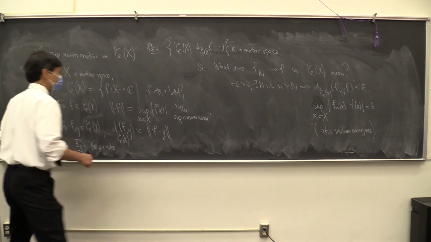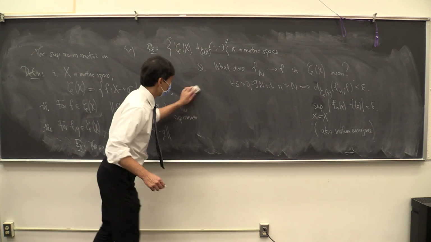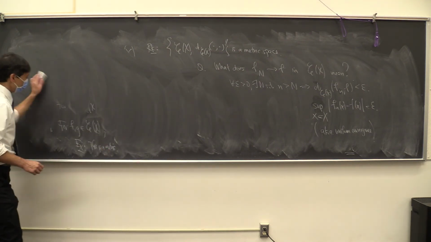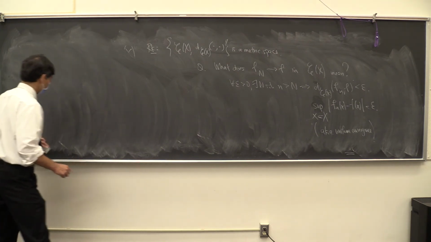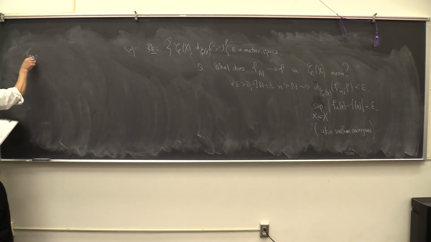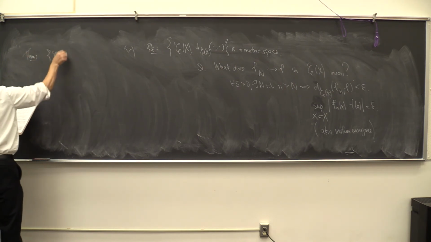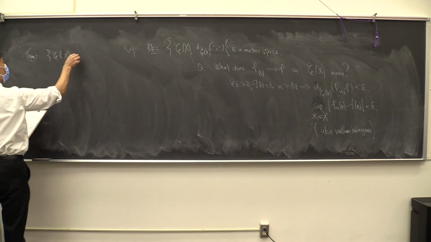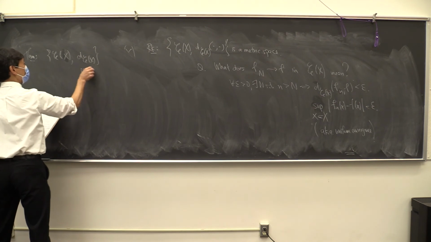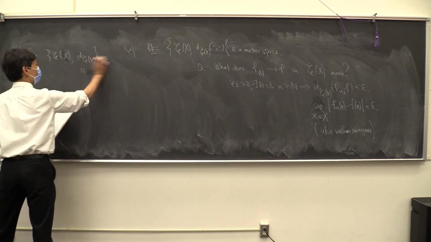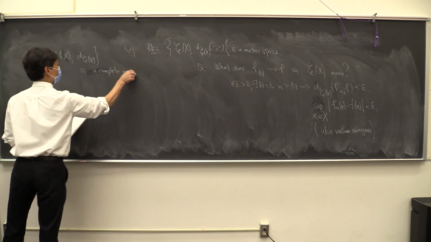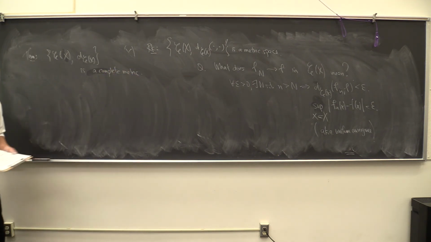Okay, and so the last thing we're going to look at is what Eric was just saying, that this space is actually complete. So, theorem: this space with this metric is actually complete. It's a complete normed metric space.